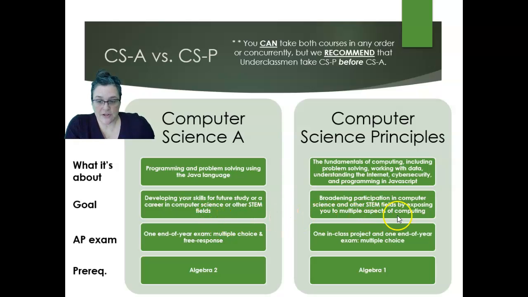So students that just want a general overview of computer science and they're not really sure if that's the direction they want to go in for their career might want to consider Computer Science Principles. If you know that you're interested in computer science and you want to expand that interest into learning the Java programming language, then Computer Science A would be a great fit for you.